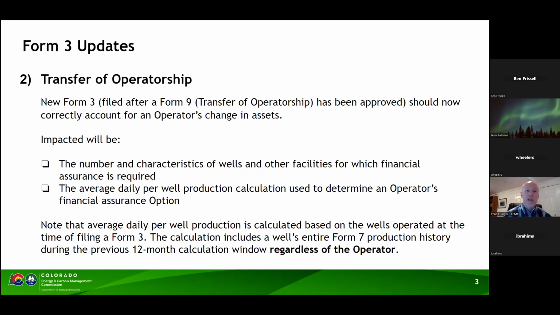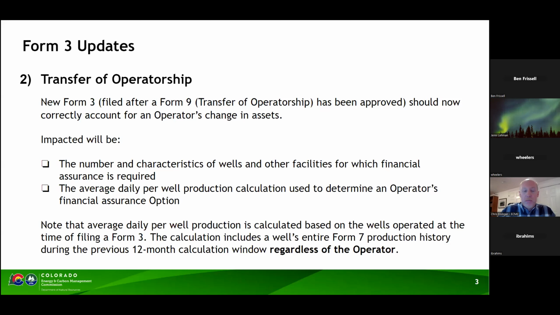The second change with regards to Form 3 is the way we have been dealing with transfer of operatorships, so Form 9s. Up until recently, these changes in assets and operators' assets were not necessarily being incorporated into the Form 3. And we believe that has been fixed. The things that will be impacted by this is that if you are an operator who has had a transfer, the number and characteristics of those wells and other facilities for which the financial assurance is required will change, as well as the average daily per well production calculation used to determine the option that the operator qualifies for.